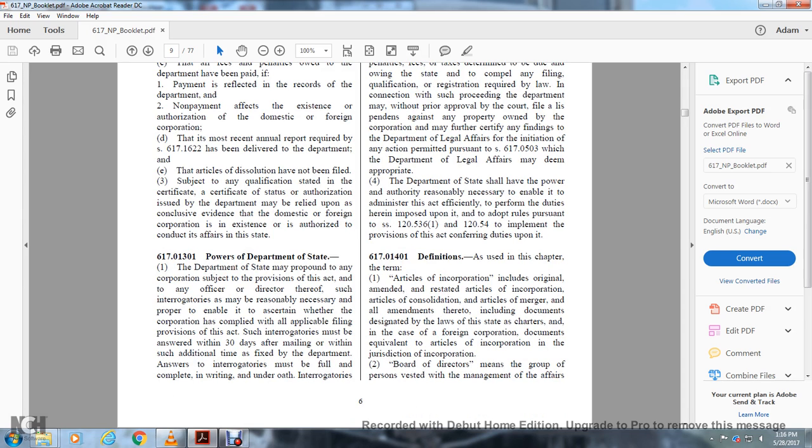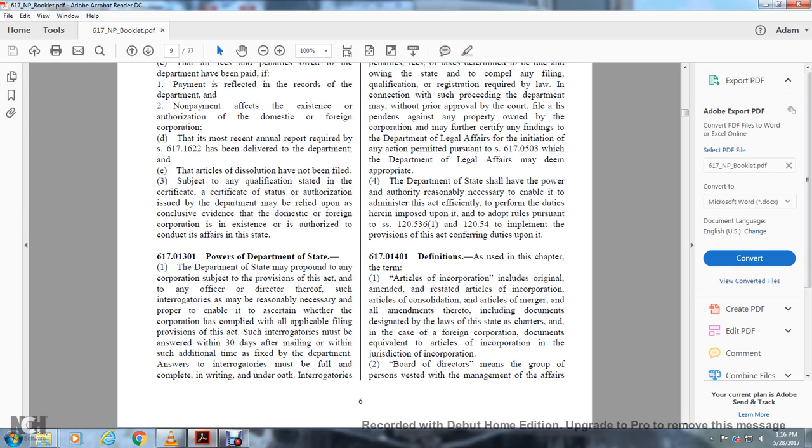617.01301, Powers of the Department. The Department of State may propound to any corporation subject to the provisions of this Act, and to any officer or director, such interrogatories as may be reasonable and necessary to ascertain whether the corporation has complied with the applicable filing provisions of this Act.